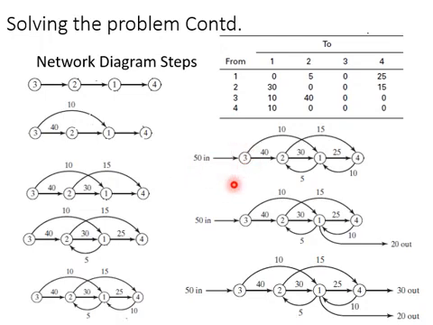Now which is the next machine? Machine 2. The same thing we are going to check for machine 2. So how many parts are leaving machine 2? We can check: 30, 15, 45. 45 parts. And how many parts are entering machine 2? 40 and 5. So it means the same number of parts are entering and leaving the machine.